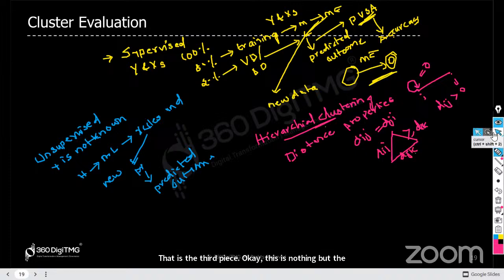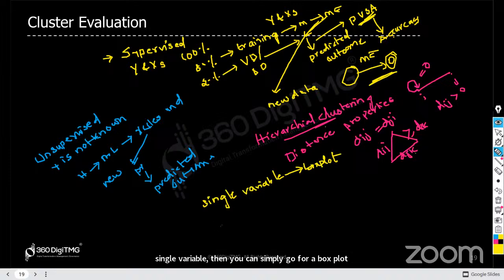After that, coming to the distance metrics: how do we calculate the distance? When I am about to calculate the distance, if you have a single variable, then you can simply go for a box plot.